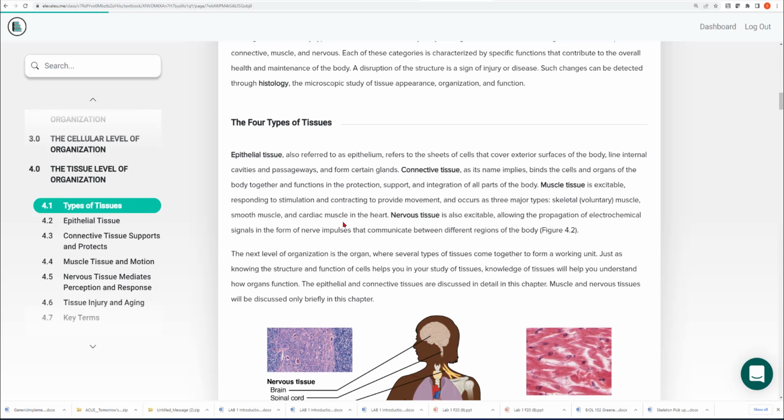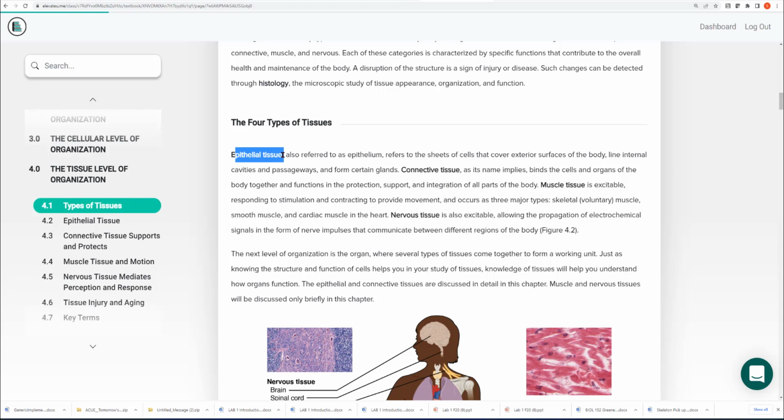Let's remind ourselves what those four basic types of tissues are. Number one, epithelial tissues. When you think about epithelial tissues, your mind should be thinking about four different places. Number one, the outer layer of your body, right? Your skin, your epidermis. Secondly, epithelial tissues are found lining all of your tube-like structures in all of your body cavities.